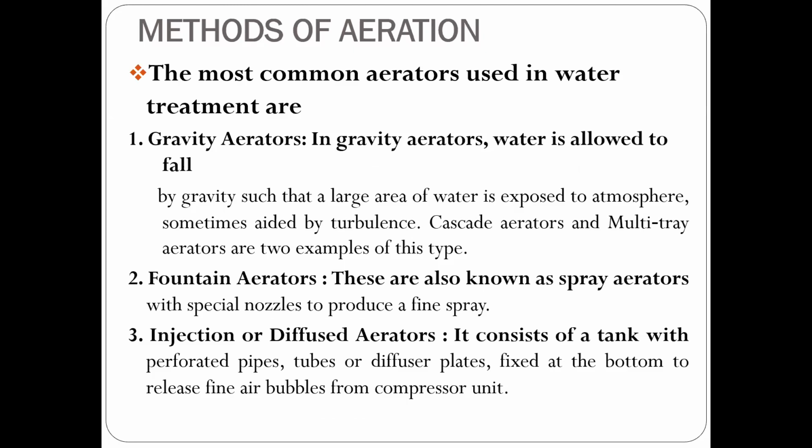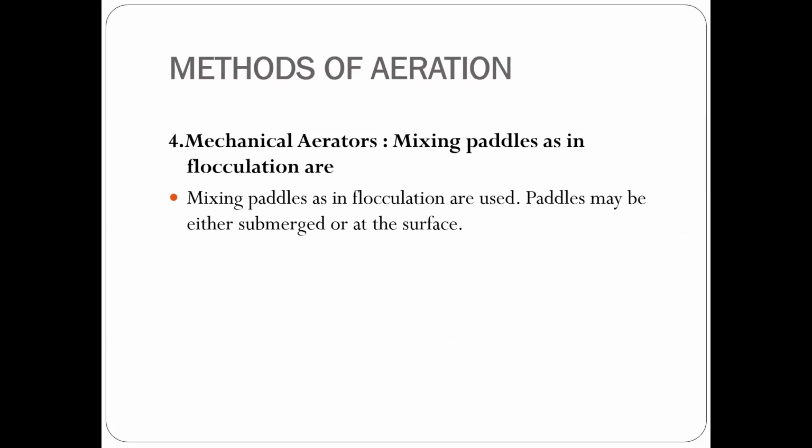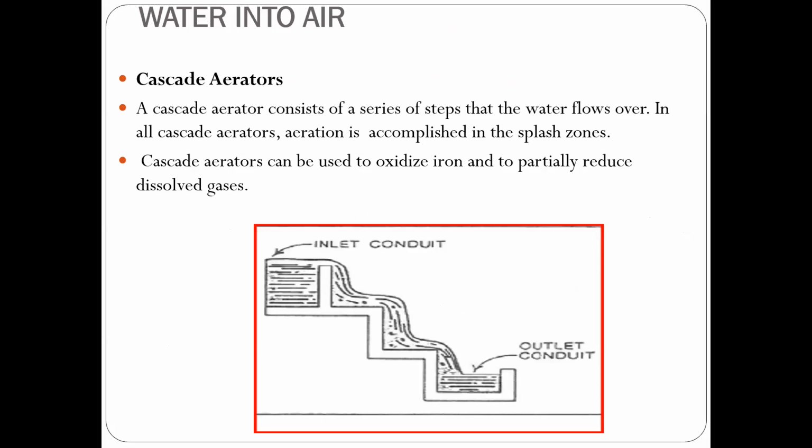centimeter square. What is that? 0.7 to 1.4 kg per centimeter square. In that, removal of carbon dioxide and hydrogen sulfide takes place nearly 90%. Okay, so this is regarding fountain aeration. Okay, then diffused aerator. We'll see the diffused aerator. First, we'll see cascade aerator.